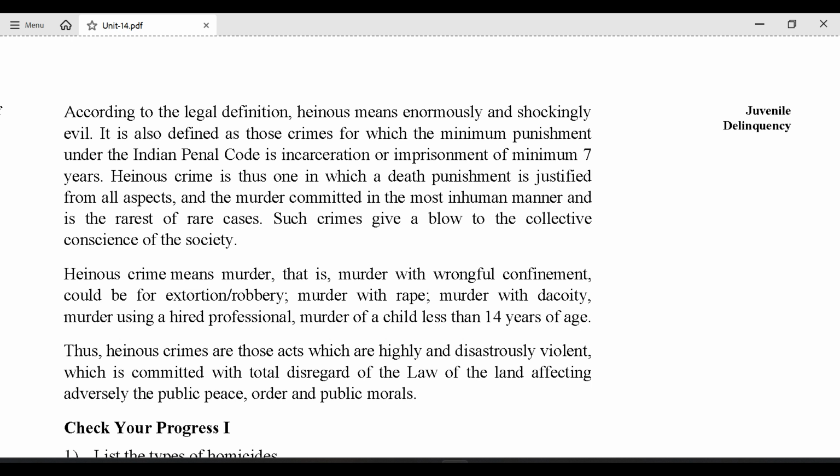Heinous crime is thus one in which a death punishment is justified from all aspects, and the murder is committed in the most inhuman manner and is the rarest of rare cases. Such crimes give a blow to the collective conscience of the society. Heinous crime means murder, that is, murder with wrongful confinement, could be for extortion/robbery, murder with rape, murder with dacoity, murder using a hired professional, murder of a child less than 14 years of age. Thus, heinous crimes are those acts which are highly and disastrously violent, which are committed with total disregard of the law of the land, affecting adversely the public peace, order and public morals.